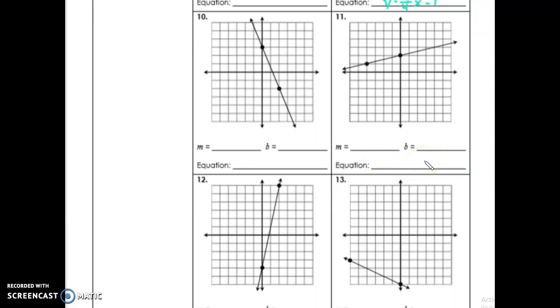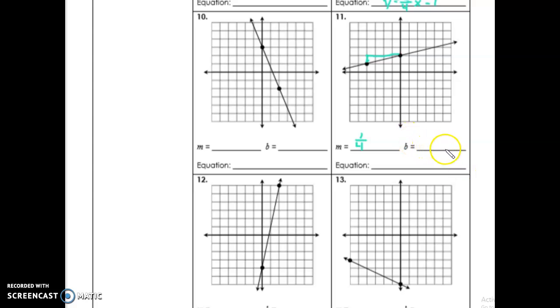Alright, moving on to 11. Looking at this line left to right, it's positive, so my slope's going to be positive. Starting at this point, I'm only going up 1. So, more than likely, that's not going to have to be simplified. Went up 1, and I'm going over 4. So my slope is 1 over 4.